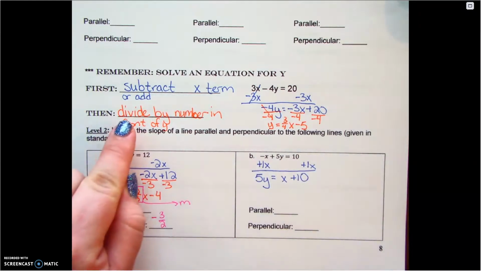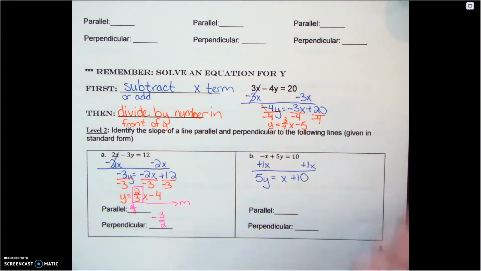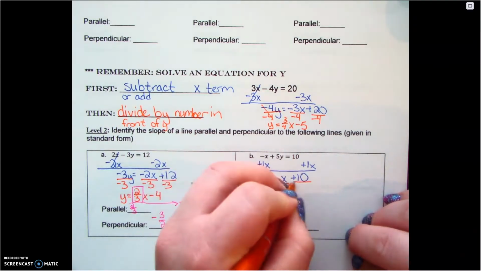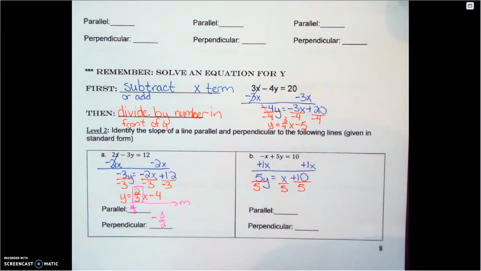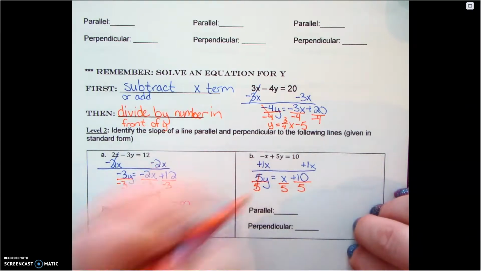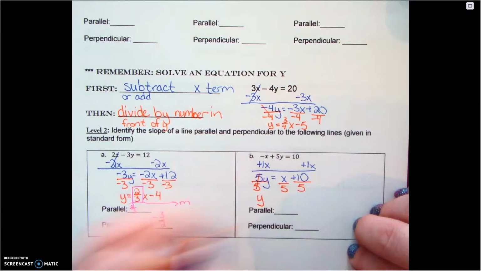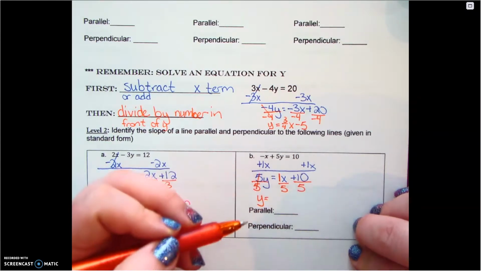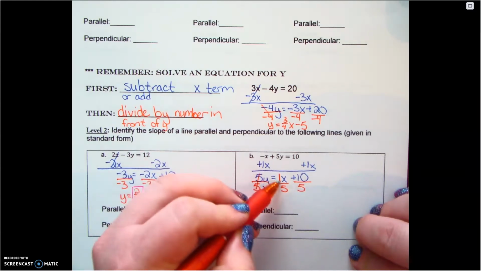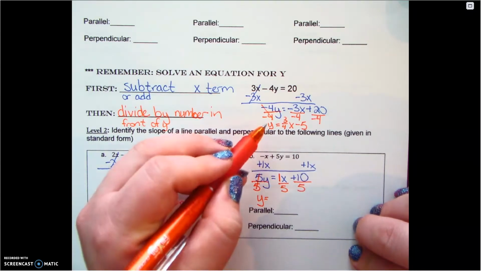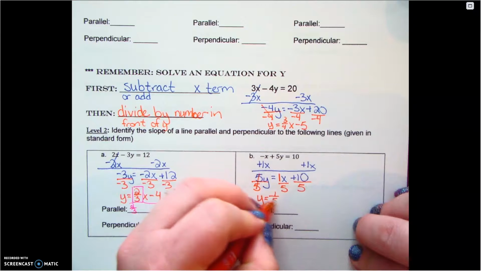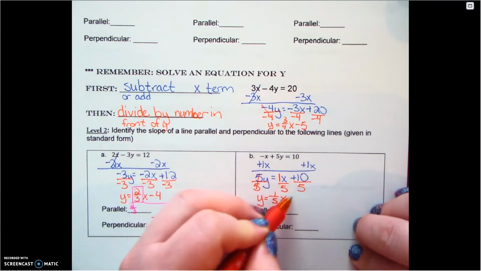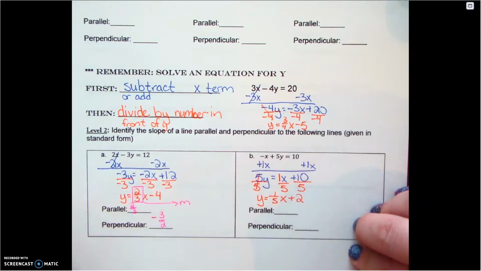My next step, remember, is to divide by the number in front of the y. So I'm going to divide by 5, divide by 5, divide by 5. All of the pieces need to be divided by 5. That makes that 1, so I just have 1y. And here's where it's helpful to make sure that that 1 is in front, because it reminds me that really this is a fraction, just like the other two problems I've been dealing with. 1 over 5, and the x hangs out right next to it. 10 divided by 5 is positive 2.